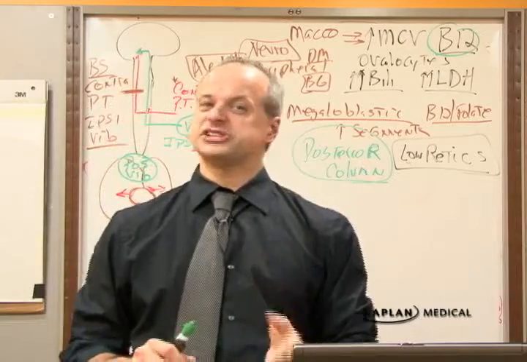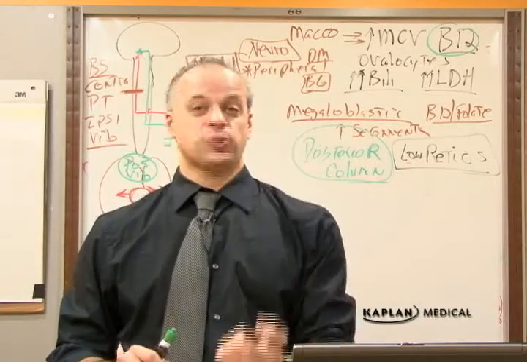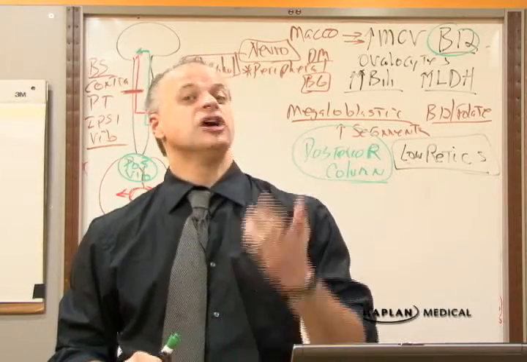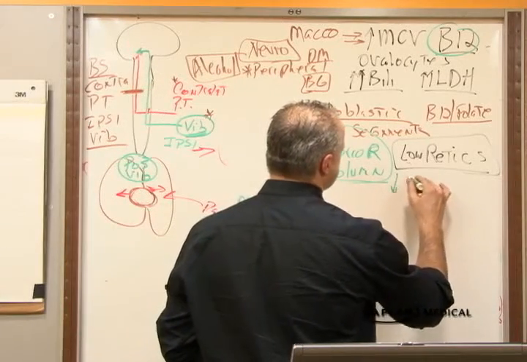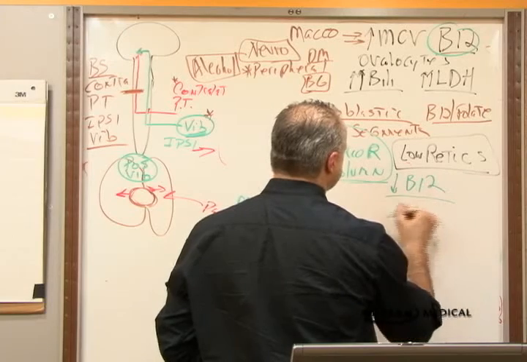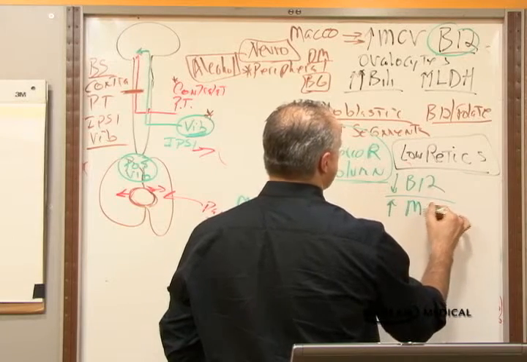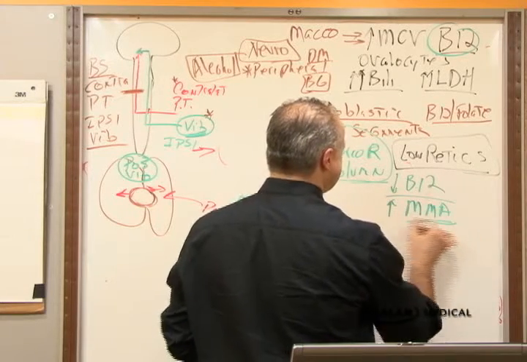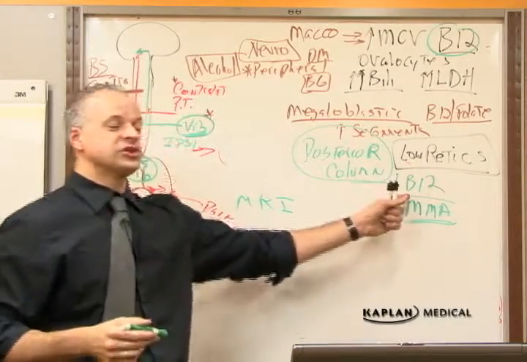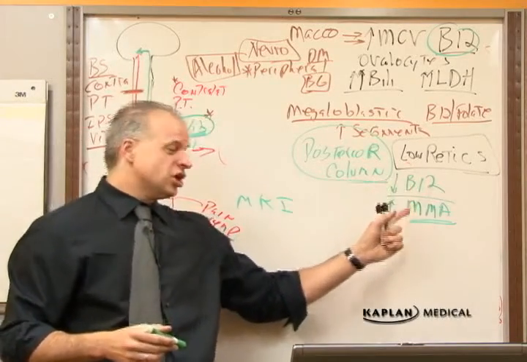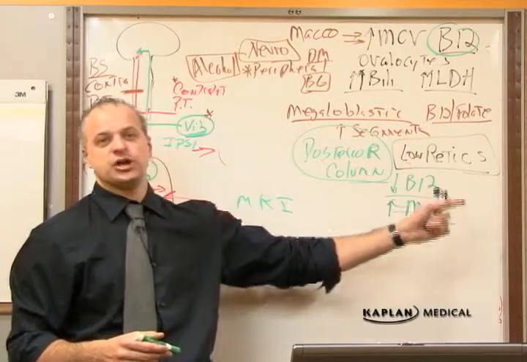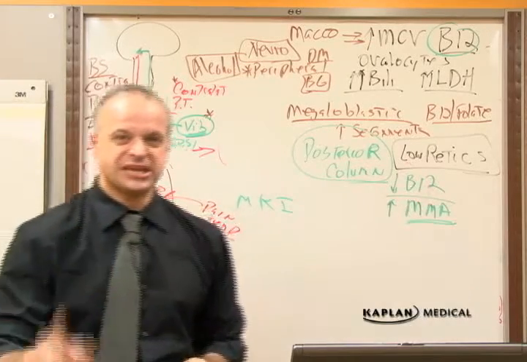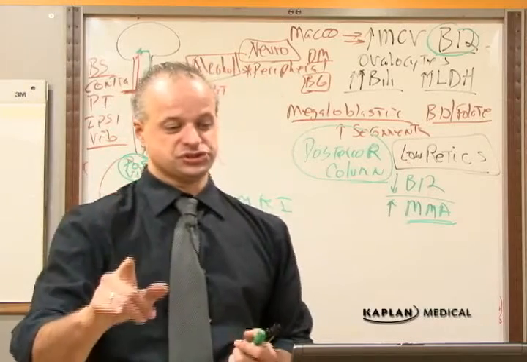Now, what's the difference between B12 and folate? B12 is the only one that has neuro findings. You have a low level of B12. However, you're also looking for an increased methylmalonic acid. When you have a falsely normal B12 level, you look for an increased level of methylmalonic acid, which is a precursor in B12 production and use.